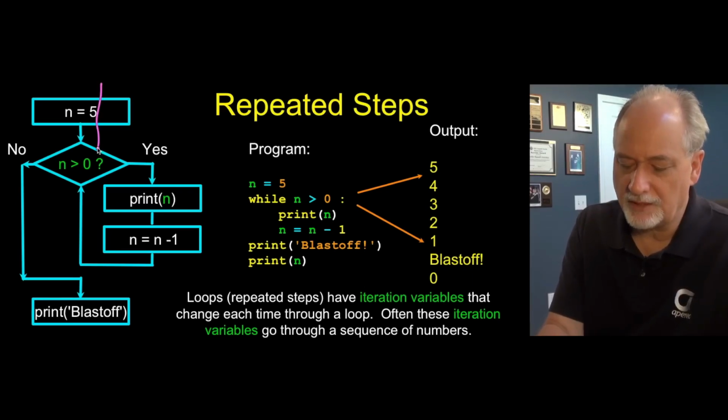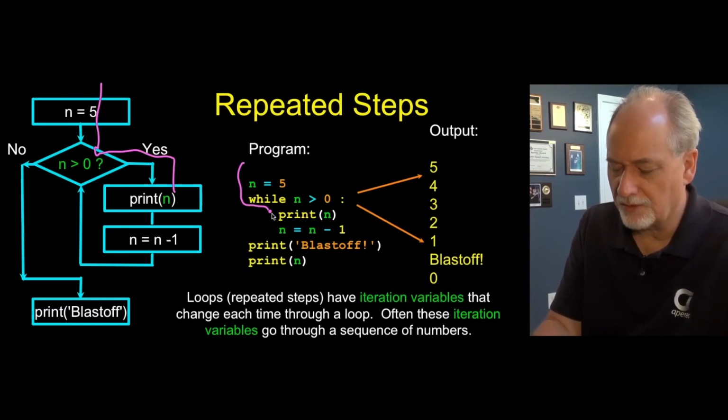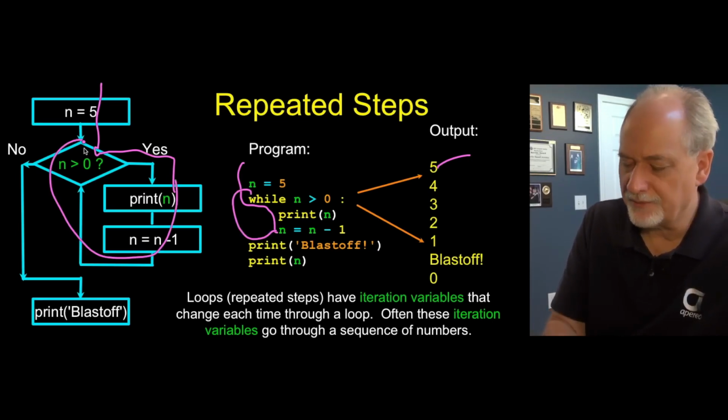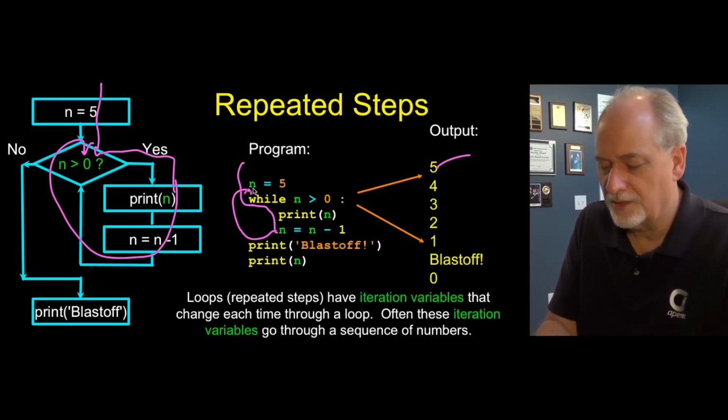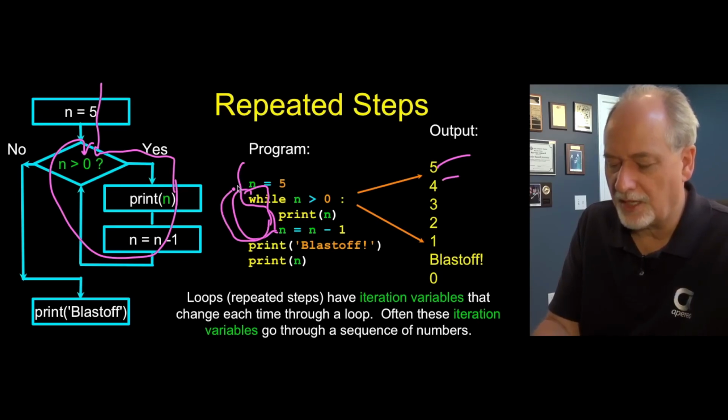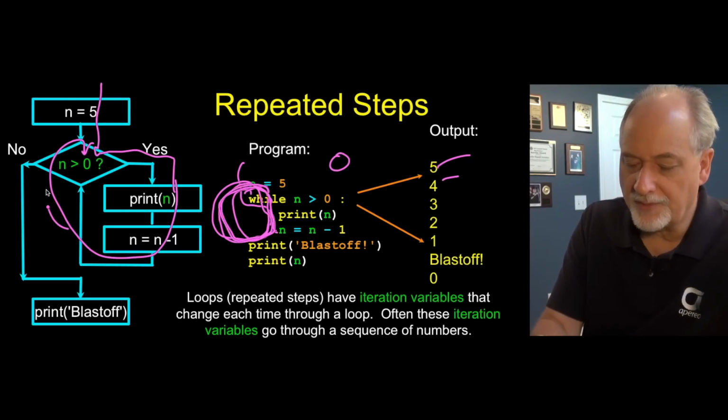We come in, n is 5. Is n greater than 0? Yes, it is, so we're going to run this code. We print out 5, then subtract 1, and go back up and ask the question. Is n greater than 0? Since it's 4, the answer is yes, so it runs again. It prints out 4, subtracts again, checks, prints 3, subtracts again, prints 2, subtracts again, prints 1, subtracts again. Now n is 0, and so it comes back up.